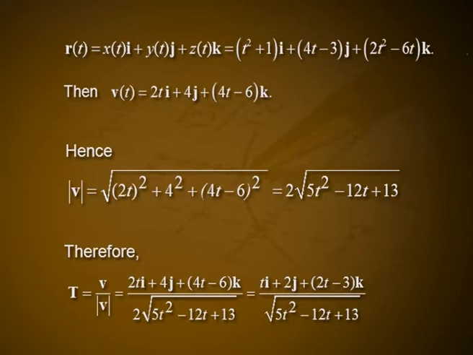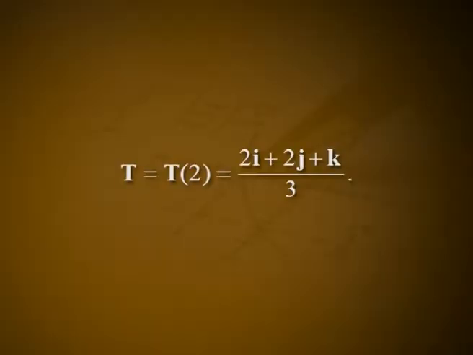Therefore, T is equal to v by |v|, which is equal to (2t i plus 4 j plus (4t minus 6) k) by (2 times the square root of 5t squared minus 12t plus 13), which is equal to (t i plus 2 j plus (2t minus 3) k) by the square root of 5t squared minus 12t plus 13. Therefore, at t equal to 2, the unit tangent vector is T(2), which is equal to (2i plus 2j plus k) by 3.